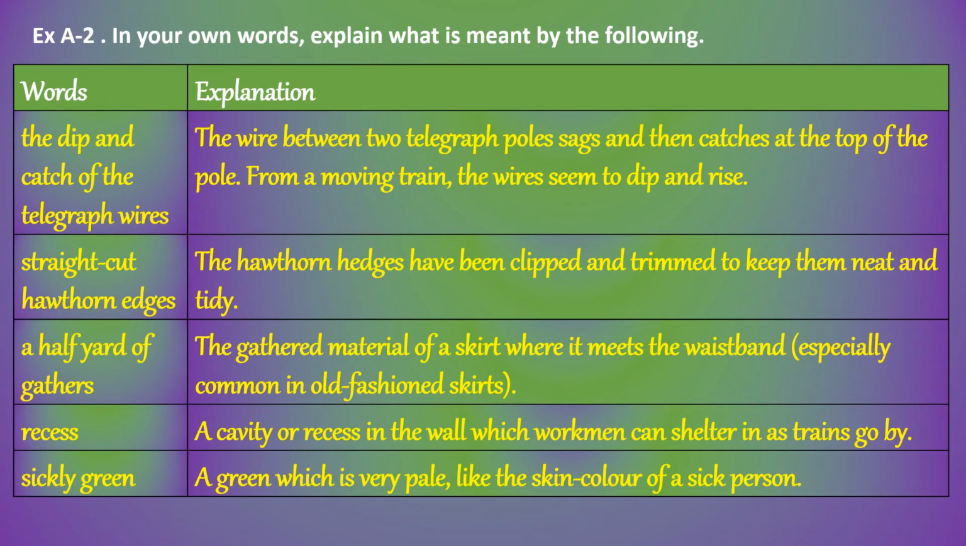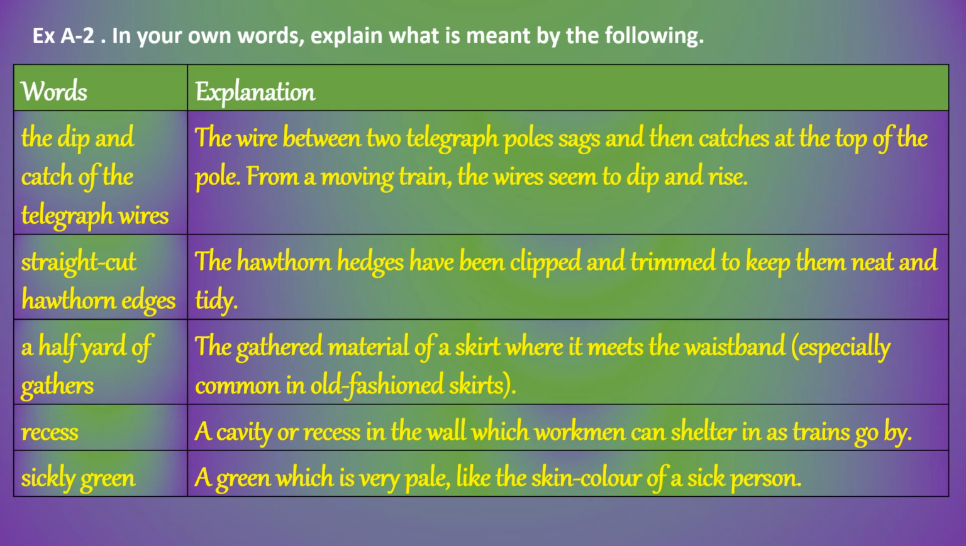Now another exercise. In your own words, explain what is meant by these words or phrases. Number 1, the dip and catch of the telegraph wires. Explanation. The wire between two telegraph poles sags and then catches at the top of the pole. From a moving train, the wires seem to dip and rise.